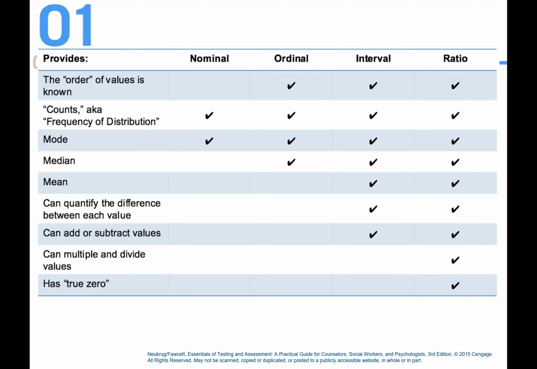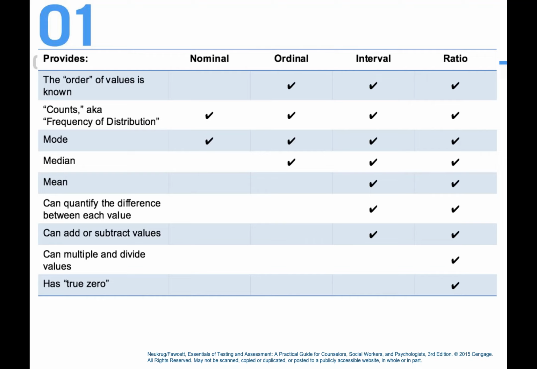However, if I wanted to make what are called counts or the frequency of things or people or participants in that particular category, well, I can do that with all 4. If I have 5 people in the category of who have green eyes, well, that's a count or frequency of 5. I can do the same in ordinal data, in interval and ratio data. If I wanted to calculate the mode, remember, mode means the most, well, I can do that for all 4 of these categories.